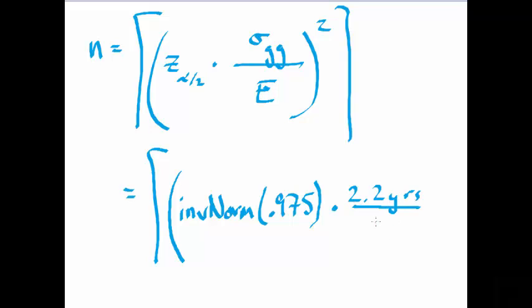Divide that by our margin of error. It's half a year, okay? Square that, take the ceiling. You can see, of course, that my years are going to cancel, which is good because what you want to wind up with in the end is just a number.